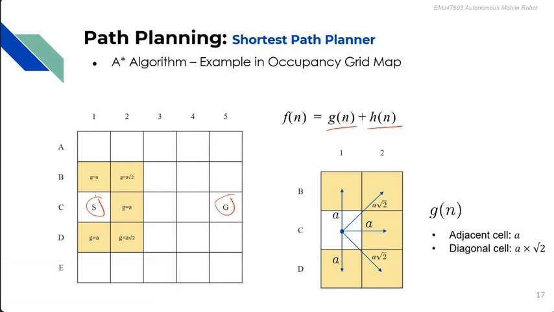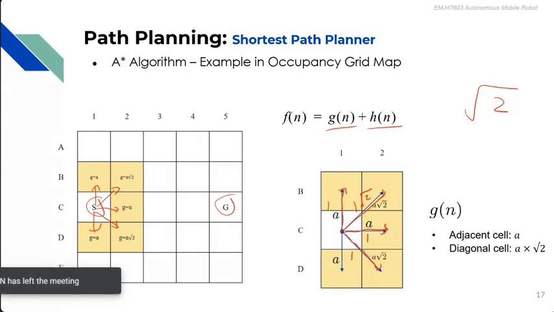Now from S to here to here and to here, how do you calculate? If it's vertical or horizontal, you just add 1. But if it's diagonal, you times with square root of 2. Understand? Let's say from here to here, it's 1. From here to here, actually 1 times square root of 2. From here to here, it's 1. Here to here is 1 times square root of 2. And here also is actually 1.